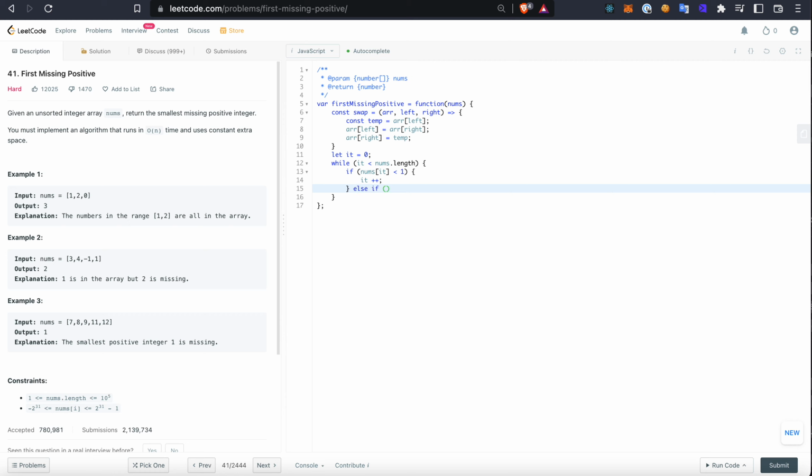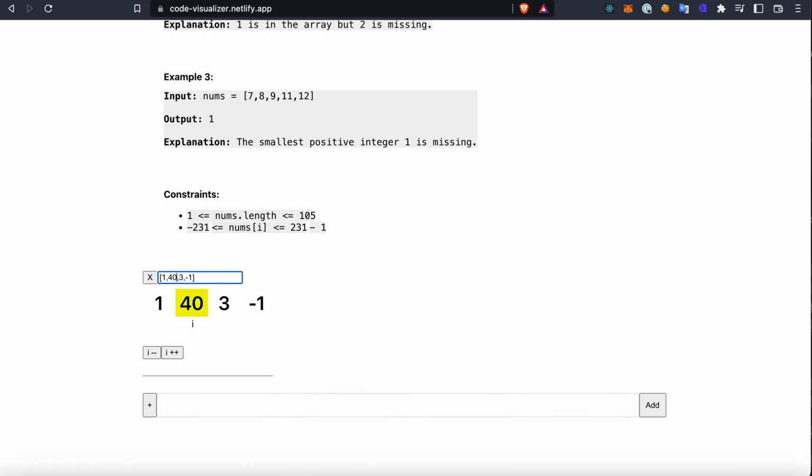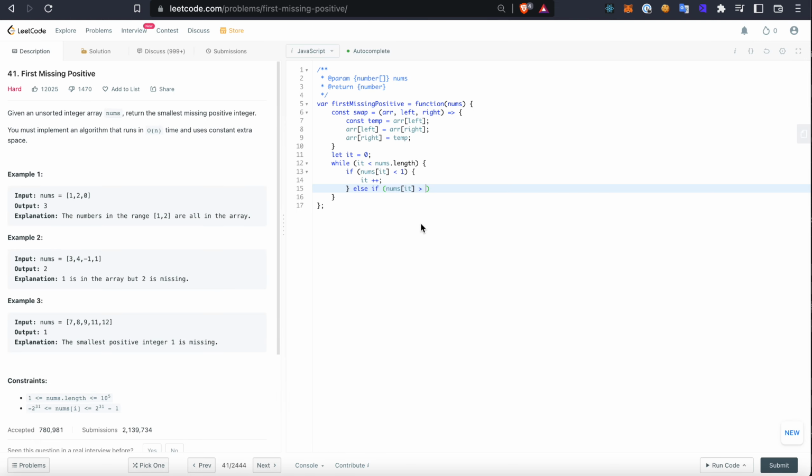Else if it's also out of range, we can just ignore it. Because we may see something like 10 or 40. And where are we going to put that? Because our array is size 4, we have nowhere to go with it. And it's not really going to help us with our determination of which is the next positive number. So if nums[i] is greater than or equal to nums.length, i++.